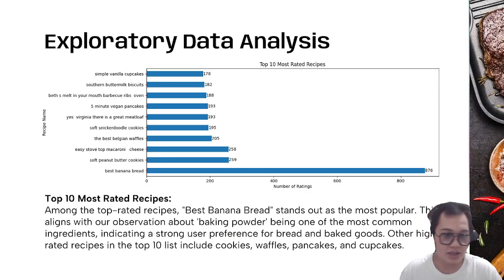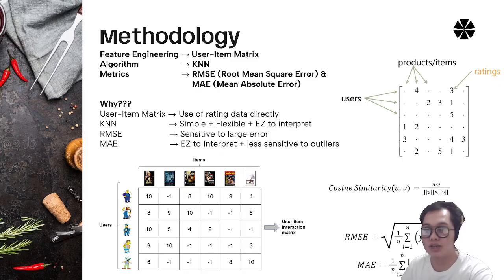Alright, the last one is the top 10 most rated recipes. Among the top rated recipes, best banana bread stands out as the most popular. This aligns with the observation about baking powder being one of the most common ingredients, indicating a strong user preference for bread and baked goods. Other highly rated recipes in the top 10 list include cookies, waffles, pancakes, and cupcakes.